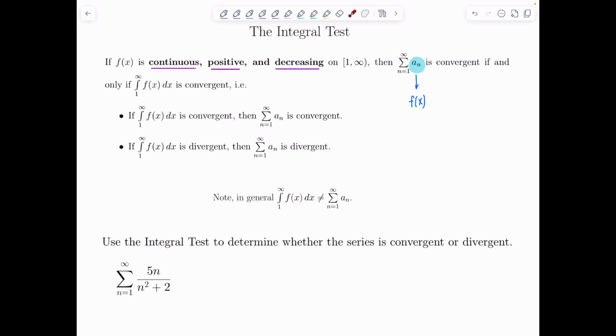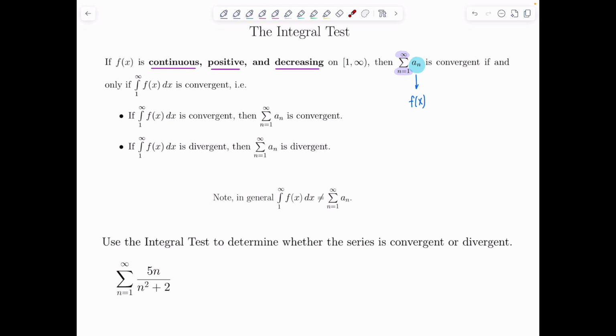Now, in order to apply the integral test, you have to check that these three criteria are met. First, that the function is continuous. Second, that it's positive. And third, that it's decreasing on 1 to infinity, or basically on whatever the limits are here in your summation. So in this case, we're summing from n equals 1 to infinity, so that matches the interval. If for some reason it went 2 to infinity, then this could be 2 to infinity.